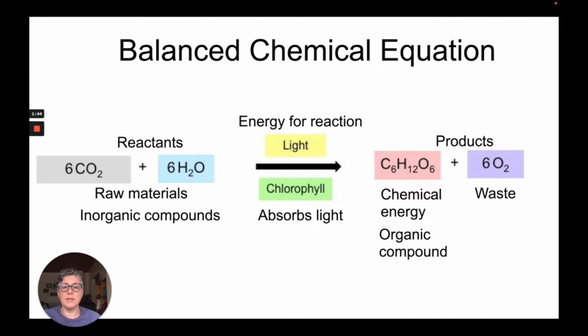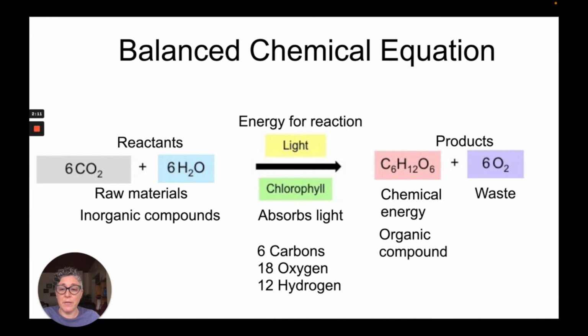So how do we know that this equation is balanced? Well, let's look at all the numbers. Now we see some numbers in front of these formulas. There are 6 molecules of carbon dioxide and 6 molecules of water that are going to produce 1 molecule of glucose and 6 molecules of oxygen gas. So what does this tell us?